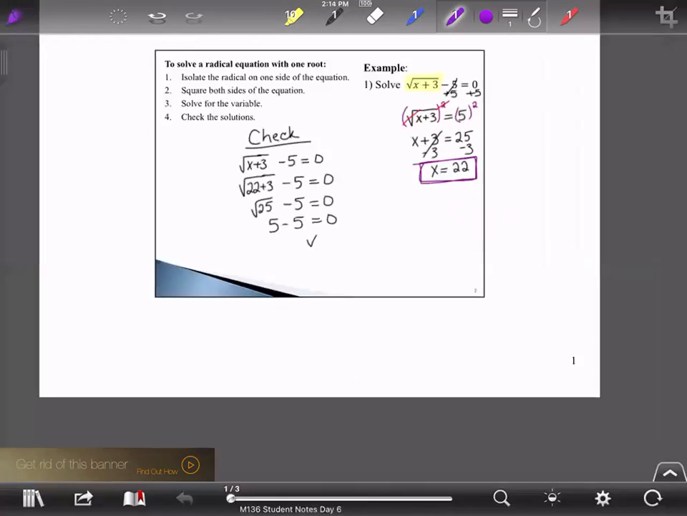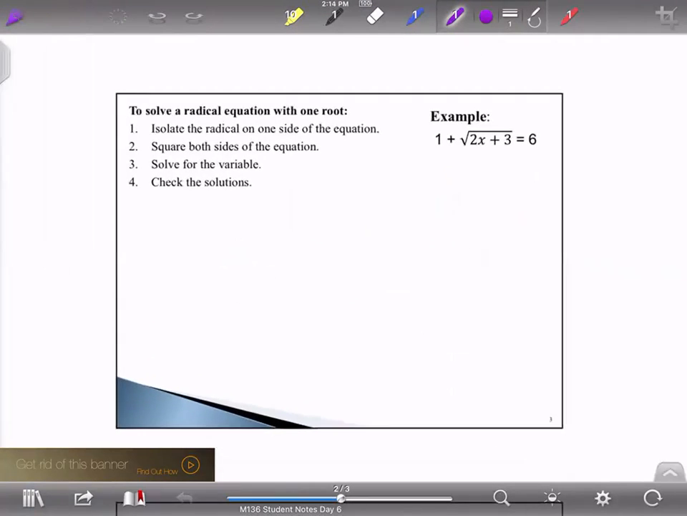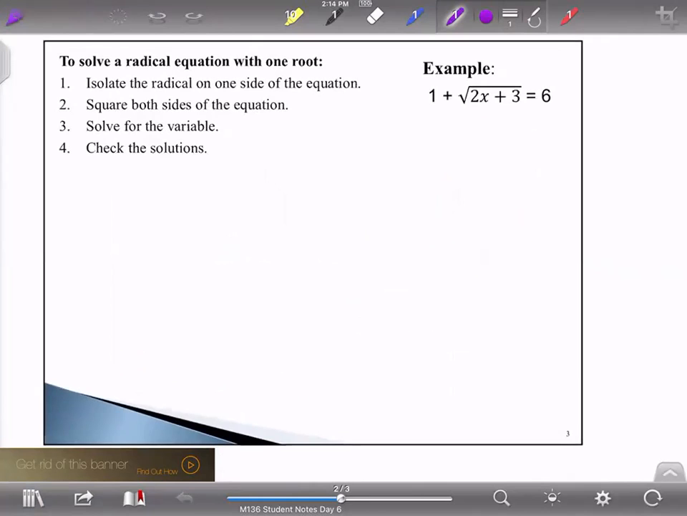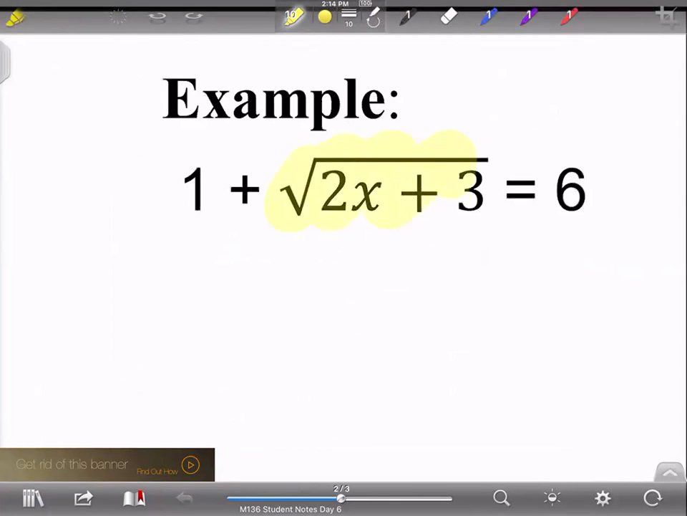All right, we're going to move to question 2. So example number 2 still has one radical in it. We're still going to use those same 4 steps in order to solve. So step number 1, we're going to isolate the radical. Right here is our radical. We want to get rid of anything that's in front of it, underneath it, or hanging out behind it. In this case, we just have the 1 to get rid of. So subtract 1 from both sides.